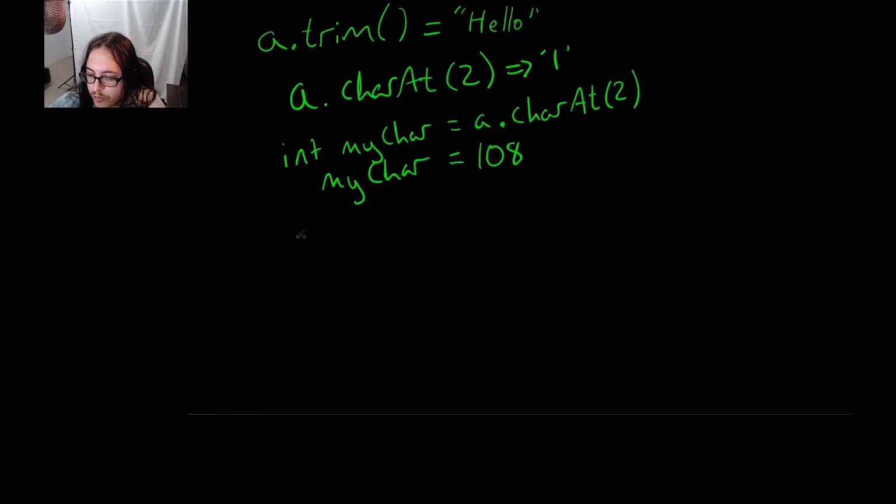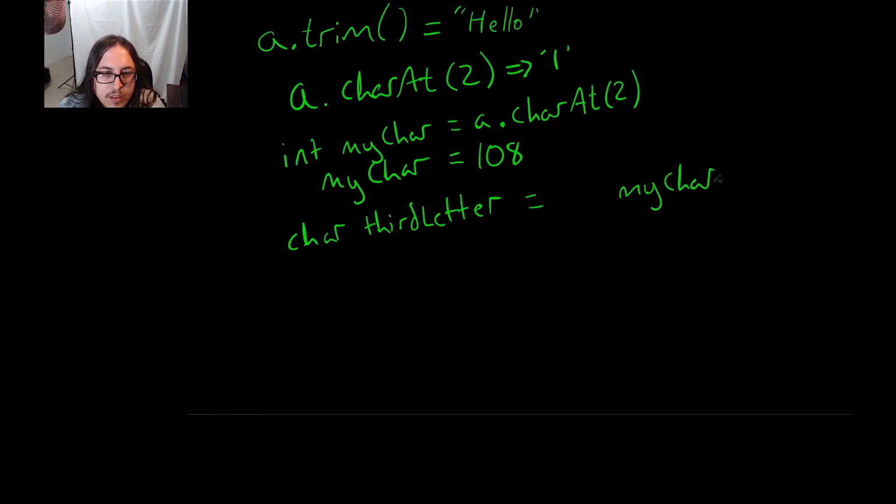Well, by the same token, you should be able to say char thirdLetter equal to myChar. Unfortunately, Java doesn't work like that. You have to tell it specifically, hey, pretend this integer is actually a char. And then it should assign perfectly fine. So that's all I've got about strings.